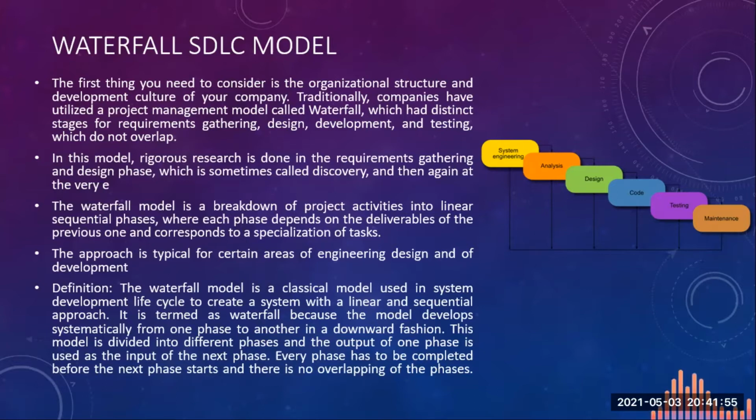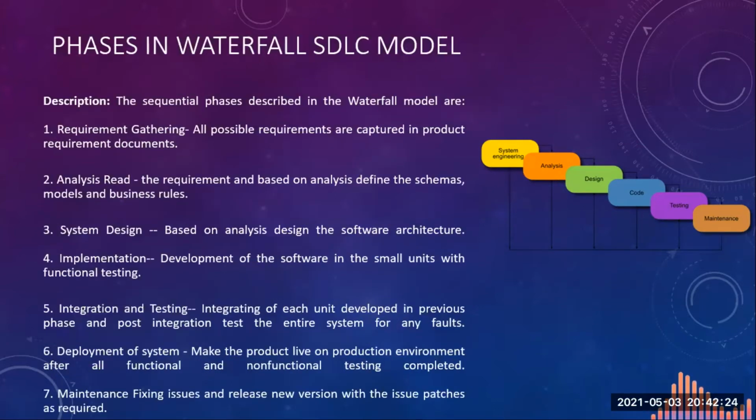This approach is typical for certain areas of engineering design and of development. Now, waterfall model is a classical model used in system development lifecycle to create a system with a linear and sequential approach. It is termed as waterfall because the model develops systematically from one phase to another in a downward fashion. This model is divided into different phases, and the output of one phase is used as an input for the next phase. Every phase has to be completed before the next phase starts, and there is no overlapping of the phases. Let's talk about the phases in waterfall SDLC model.